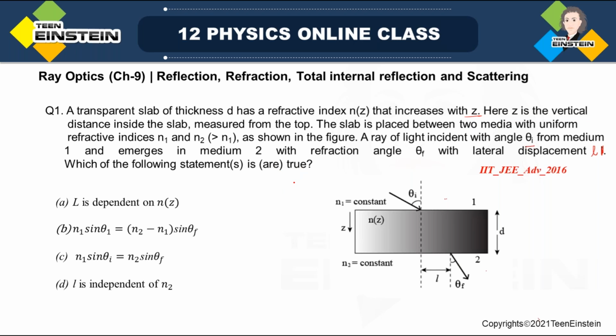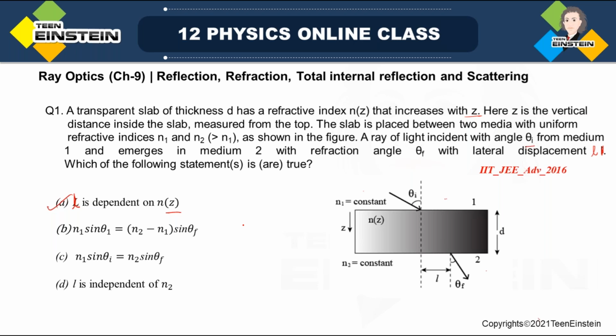So what are the options? The first option says L is dependent on NZ. This option, we know this is correct actually, because L will depend on both this medium N1 and the medium through which the ray travels. In fact, this is small l. The L is the lateral shift. This depends on both the medium where the ray is incident and the medium through which it travels. So that's why this is correct.